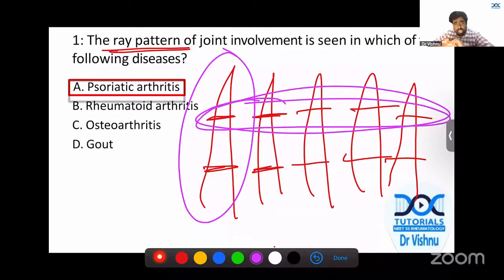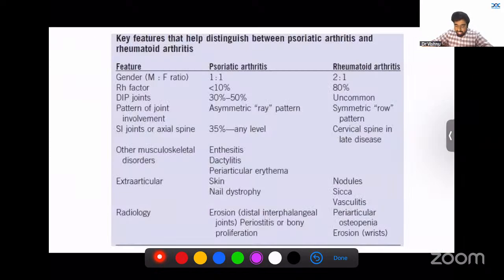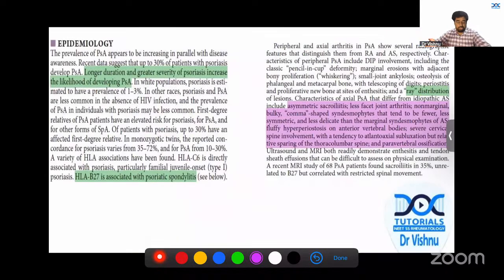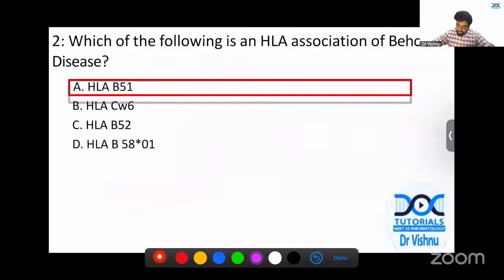So when one particular finger is involved, and also DIP is involved, it is psoriatic arthritis, right? So basically asymmetric ray pattern is seen in your psoriatic arthritis compared to the symmetric row pattern that is seen in rheumatoid arthritis. And obviously that was given in your Harrison also. I think this was a direct question, the direct line that was taken from Harrison's only.